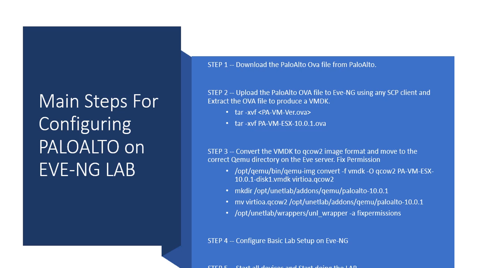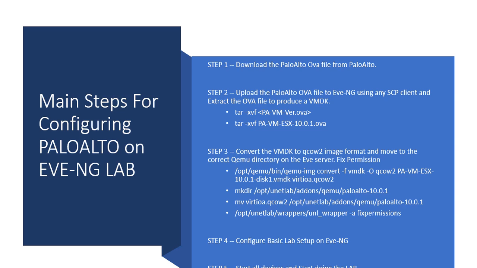The third step will be to convert the VMDK to EVE-NG QCOW2 image format and move it to the correct QEMU folder on the EVE server. Then we need to fix the permissions. Once we have fixed the permissions, configure the basic lab that you want to configure using the Palo Alto firewall. And the fifth and final step is to start all the devices, check all the devices are coming up, and start doing your lab.